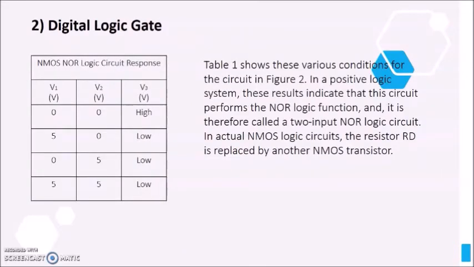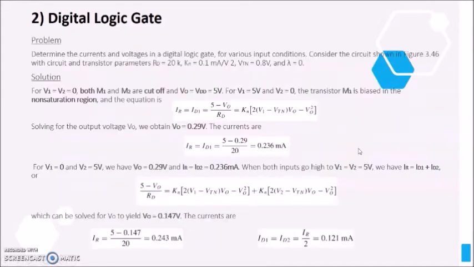Table 1 shows these various conditions for the circuit in figure 2. In a positive logic system, these results indicate that this circuit performs the NOR logic function, and it is therefore called a two-input NOR logic circuit. In actual NMOS logic circuits, the resistor load is replaced by another NMOS transistor. So let us solve this problem.